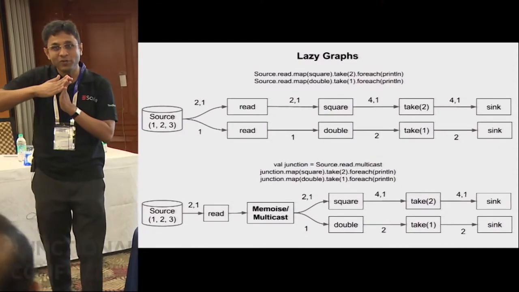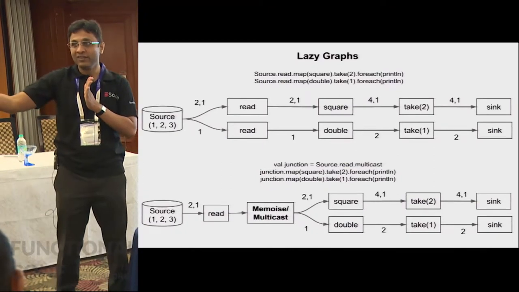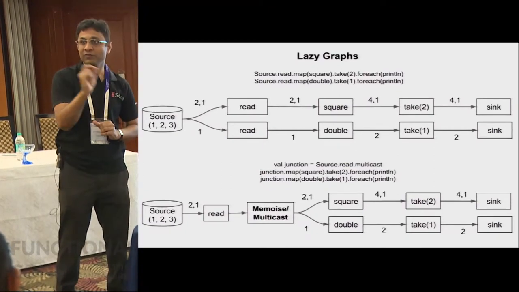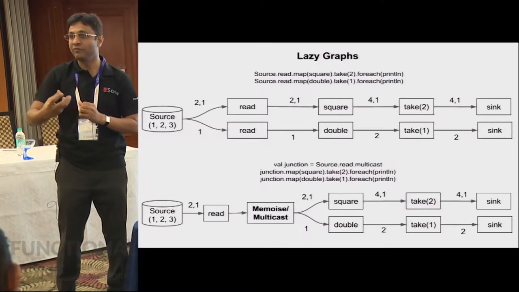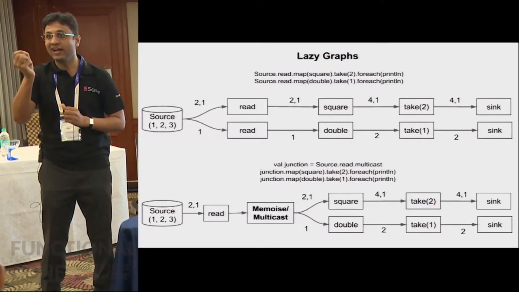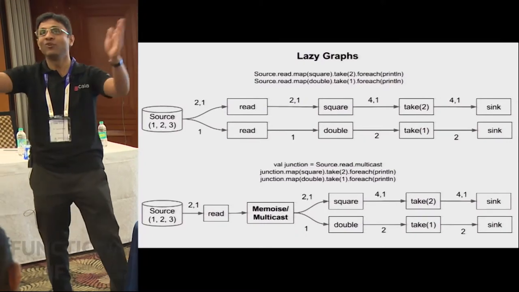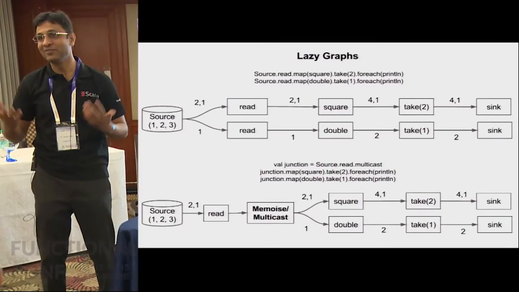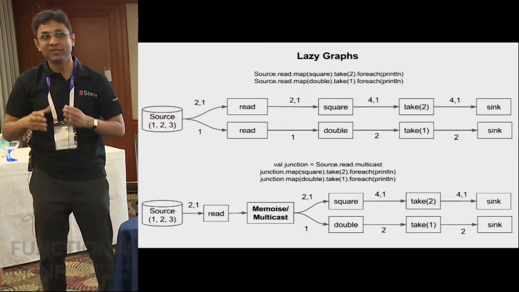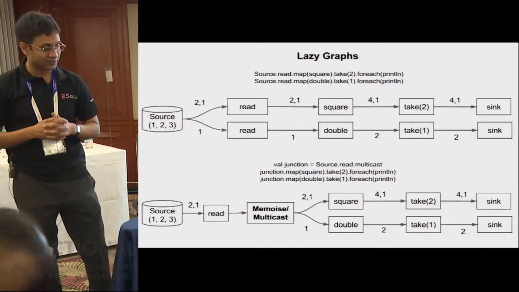But you appreciate, the moment you are in a lazy stream world, you have to think of the junctions and what kind of memoization is happening. And caching in RDD is a very sensitive topic. You have to really know when to cache. If you cache at the wrong place, the whole world will be in memory, and the whole cluster will come down, right? So it's not as simple as it sounds.